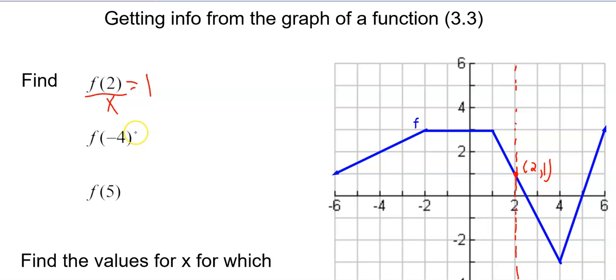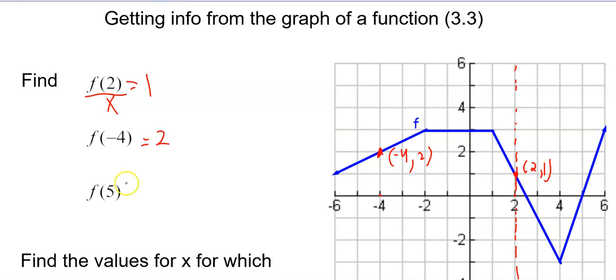F of negative 4. So now I'm looking, where does the x value equal negative 4? Of course, here's negative 4 in the graph. If you draw kind of a vertical line up, it crosses the graph at negative 4, comma 2. So f of negative 4 is equal to 2. Just getting the information from a graph here.